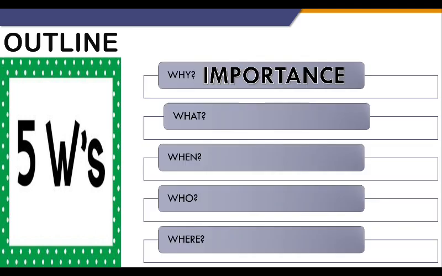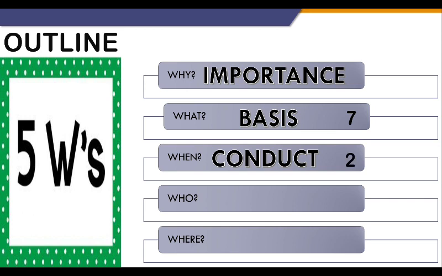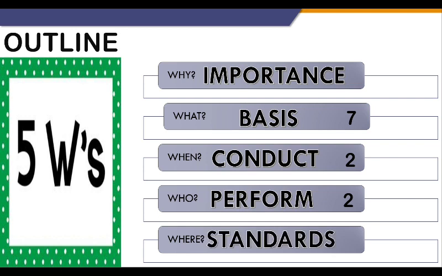So looking back at the importance, it gives us information that sustainability reporting covers corporate social responsibility, and the basis is we have seven frameworks. The conduct will be two aspects, internal and external. Performance can also be two aspects. We have the regular interval or as demanded, and the standards, internationally or in the Philippines.